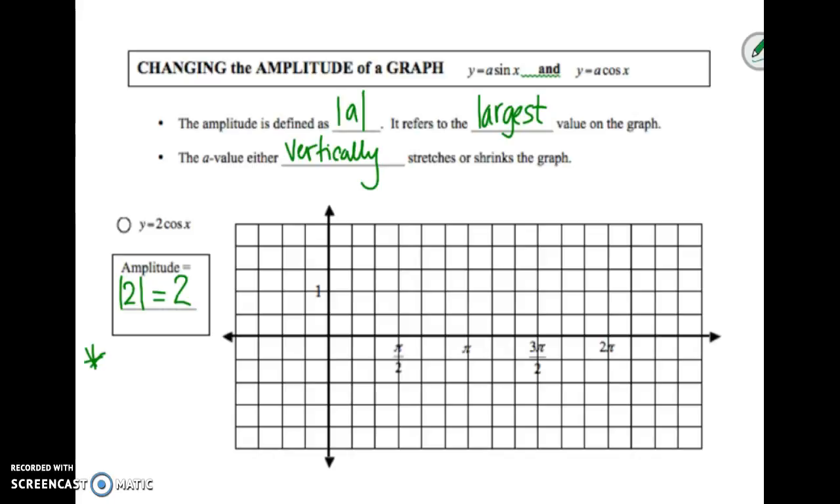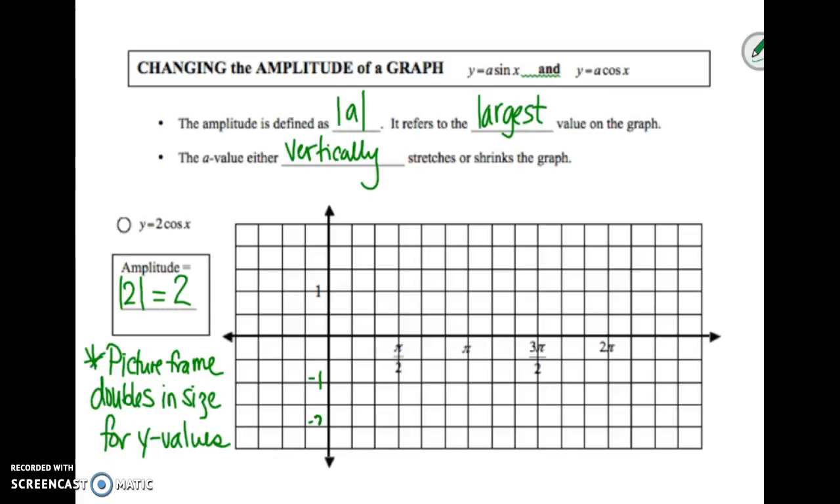Okay, so what is this 2 going to do? It's going to double my picture frame in size for my y values. But only for my y values. My domain or my x values do not change. That's still going to be from 0 to 2 pi. So instead of going from negative 1 up to positive 1, now my picture frame is going to go from negative 2 to positive 2. It's just going to be twice as tall.